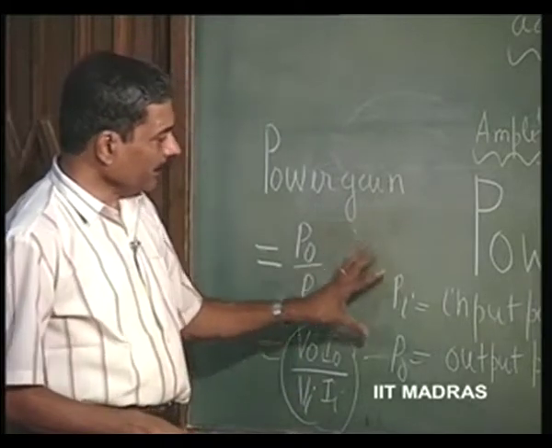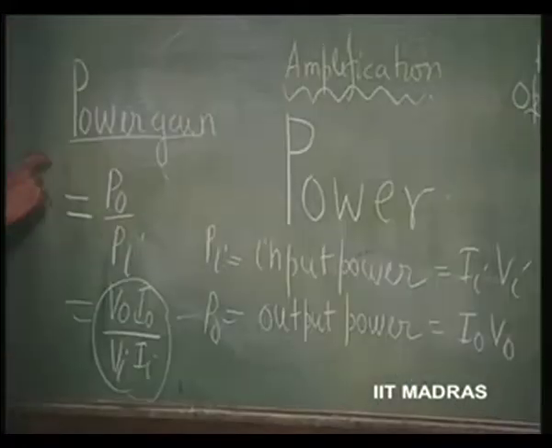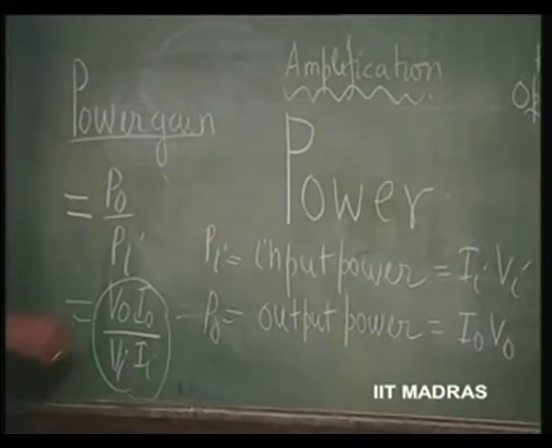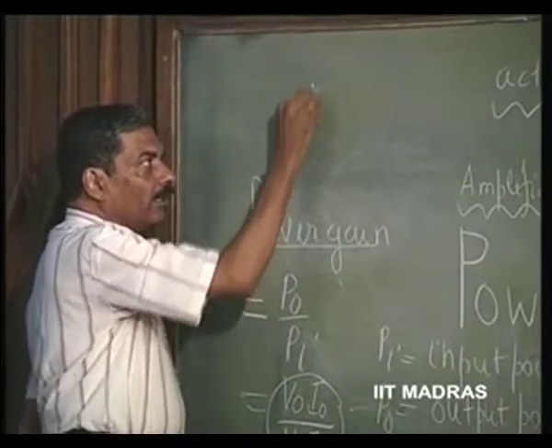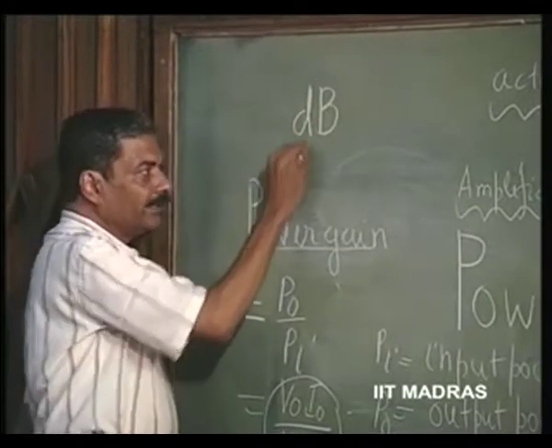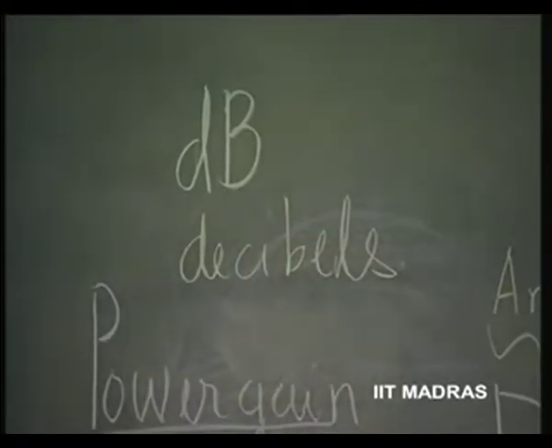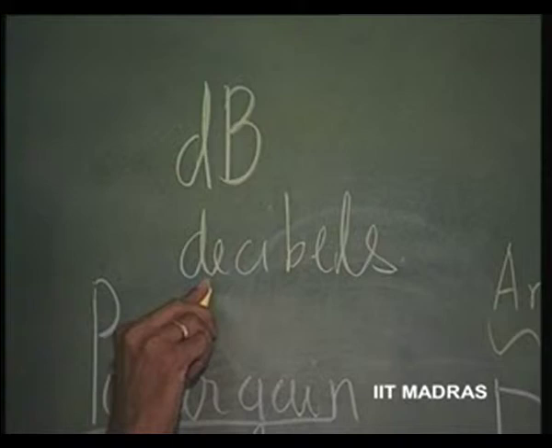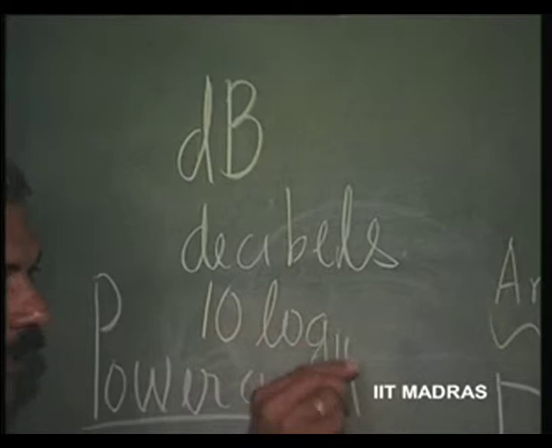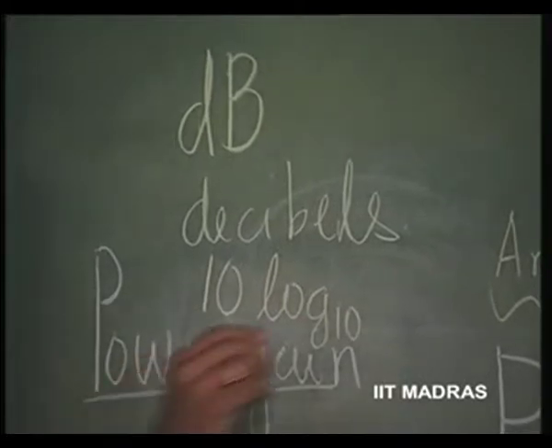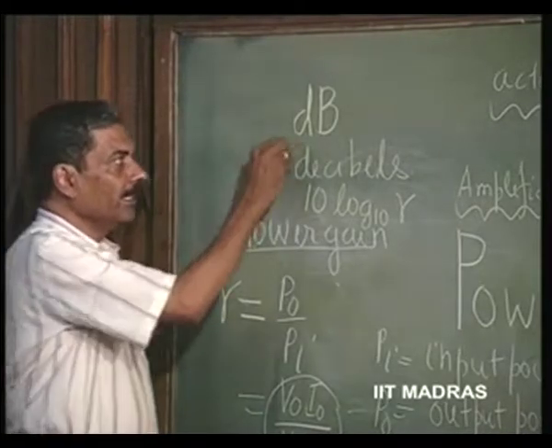So, this is an important thing, and therefore, we will also know what this unit is. This is a ratio. This is normally expressed in terms of decibel. What is it? This is nothing but 10, deci indicating 10, log to the base 10 of this ratio. So many decibels.